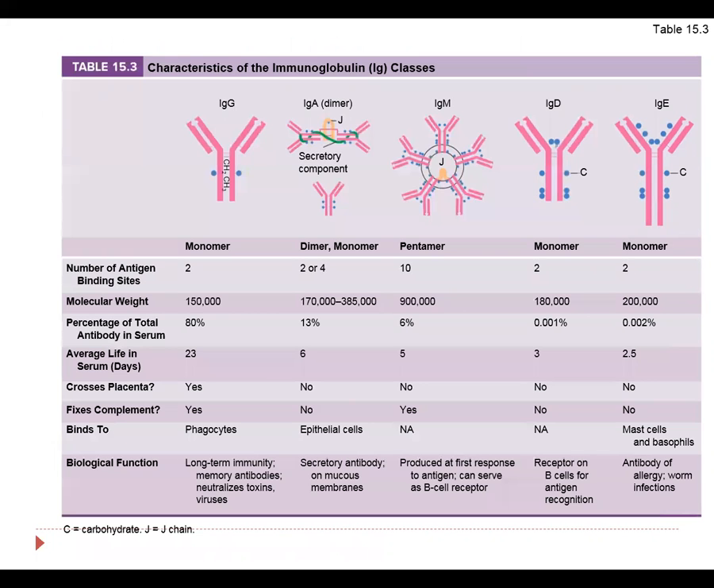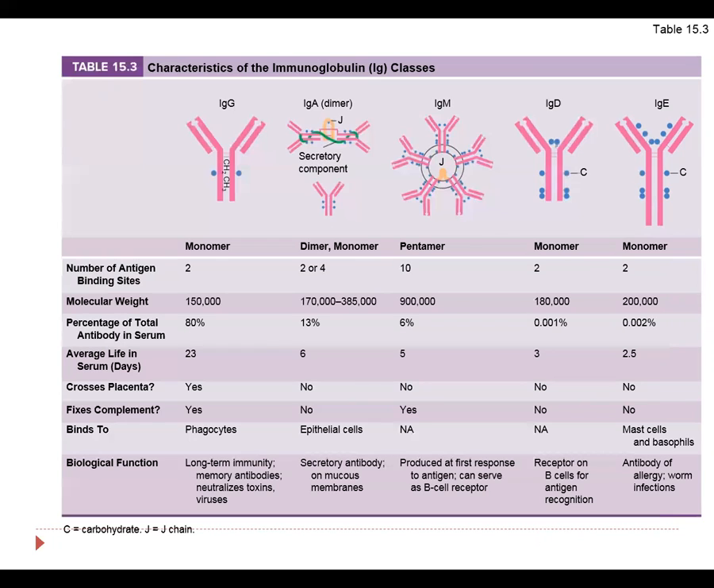This is a figure from your book, 15.3, that actually shows you the shape and structure of your immunoglobulins. As you can see, a lot of the immunoglobulins take on different varieties of shapes, as well as different functions. So IgG is going to be your main long-term memory antibody. It's also going to be the type of antibodies we produce whenever we are vaccinated. IgA is going to be your secretory antibody, typically found in mucous membranes, also the antibody that will be secreted from a breastfeeding mother to child.